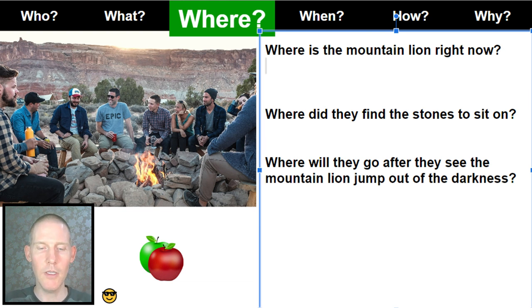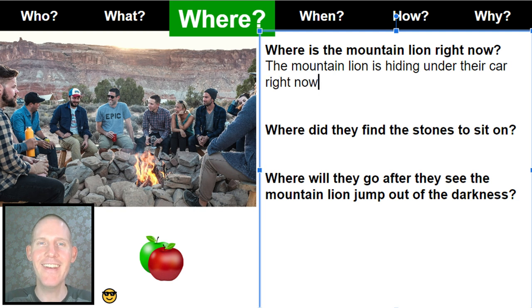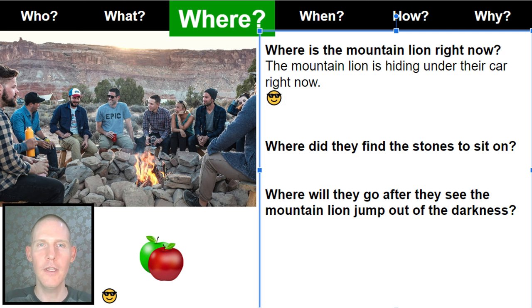All right, so if we say, where is the mountain lion right now? We want to give a short or the long complete answer. We could say, the mountain lion is hiding under their car right now. And if we want to do a short answer, we could just say hiding under their car, right? Okay, and short answers can just be a fragment. A fragment just means a part of a sentence.